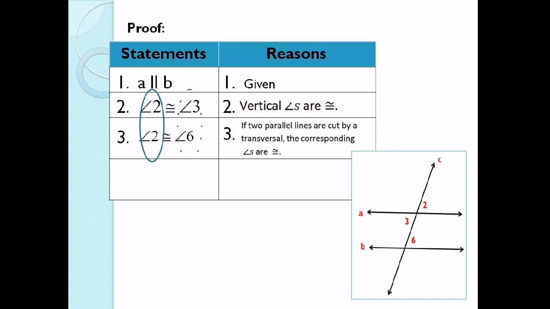Kung mapapansin nyo, pares sila ng angle 2. Kumbaga, meron silang common factor. So, for our statement 4, we can say that angle 3 is congruent with angle 6. So, our reason is congruence of angles is transitive. So, in-apply yung transitive property. Kaya nasabi na si angle 3 ay congruent kay angle 6. So, that proves that alternate interior angles are congruent.